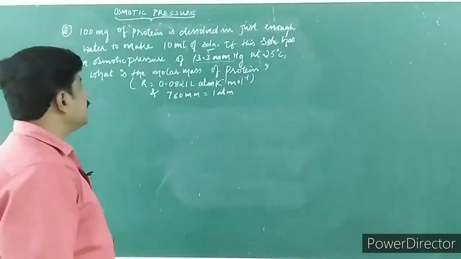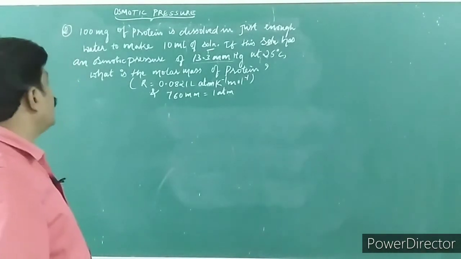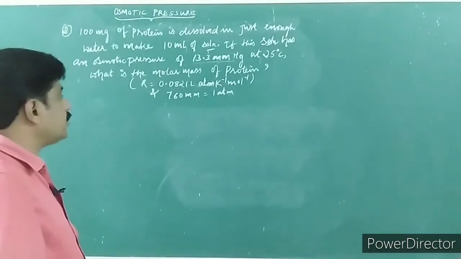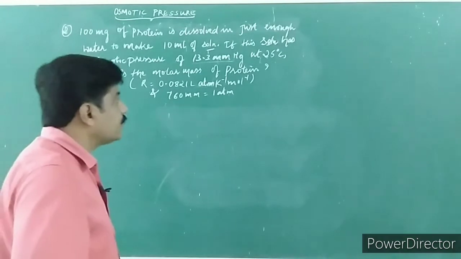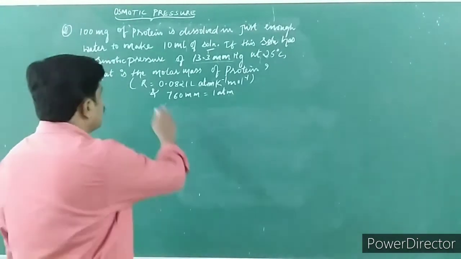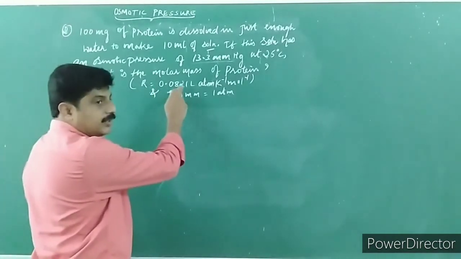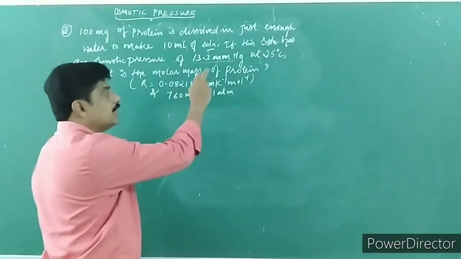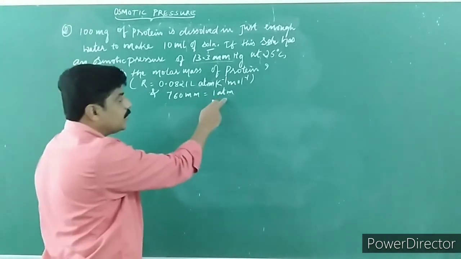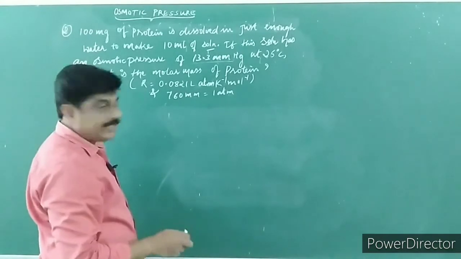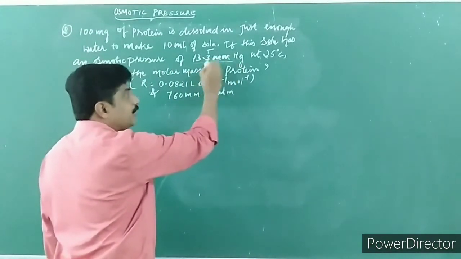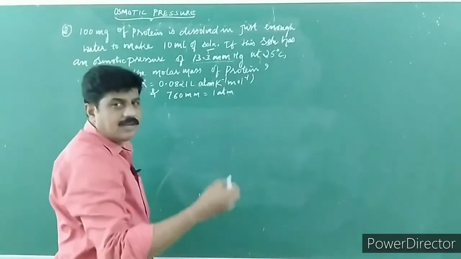Let me go for the next numerical. 100 milligram of protein is dissolved in just enough water to make 10 ml of solution. If this solution has an osmotic pressure of 13.3 mm mercury at 25 degrees Celsius, what is the molar mass of the protein? Look here, R is given as 0.0821 liter atmosphere per Kelvin per mole, and one more is given here: 760 mm is equal to 1 atmospheric pressure. Why are they given here? Because the osmotic pressure is given in terms of mm mercury, which you need to convert into atmospheric pressure.